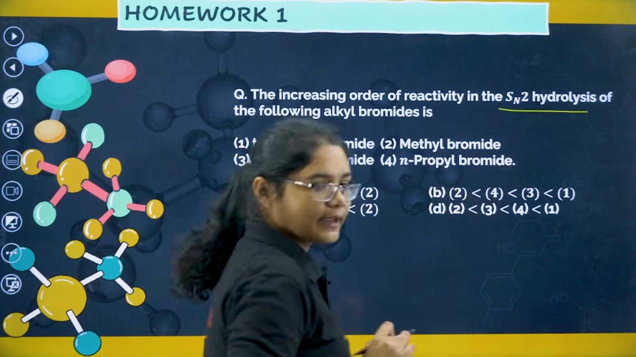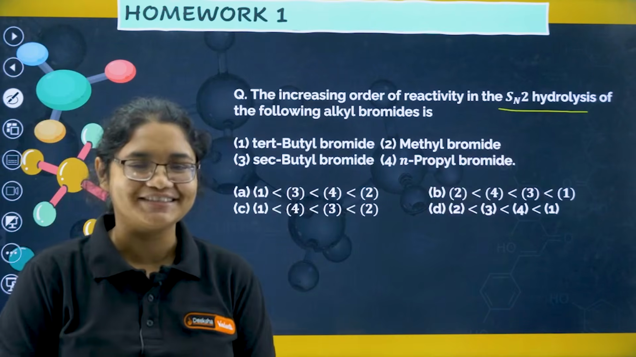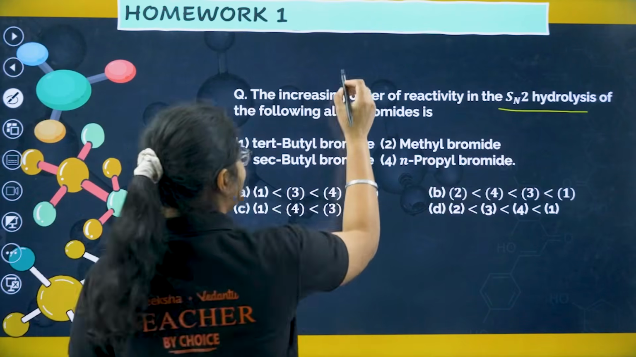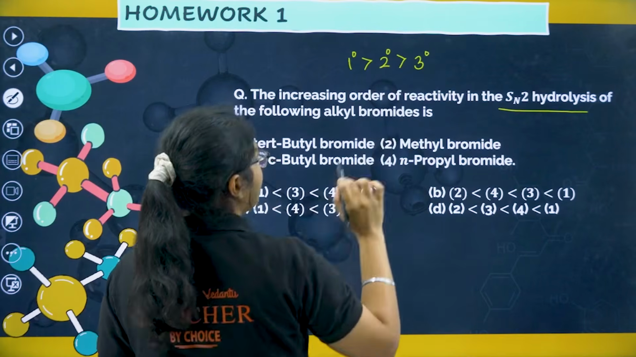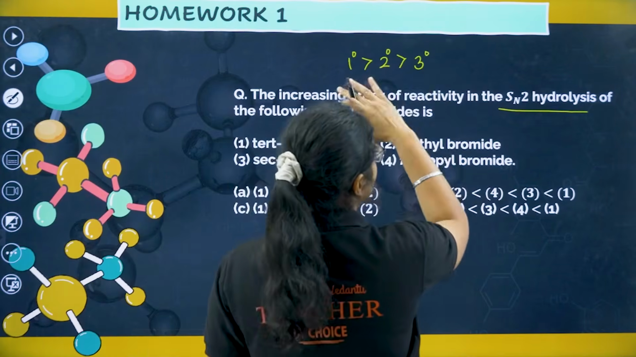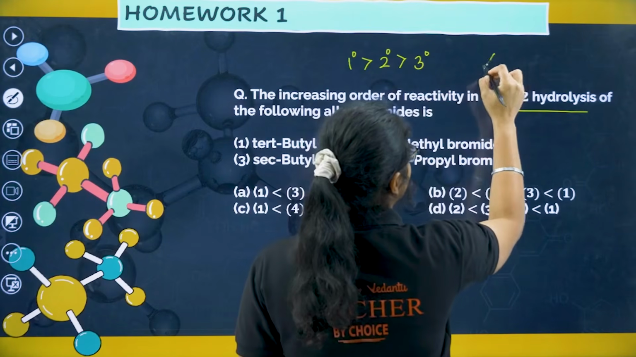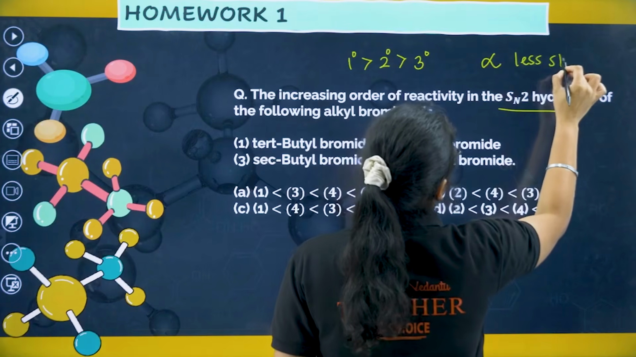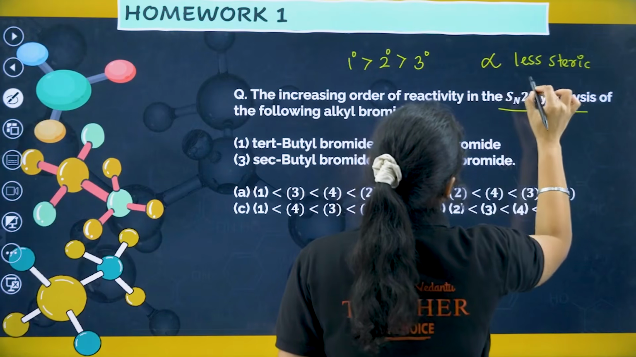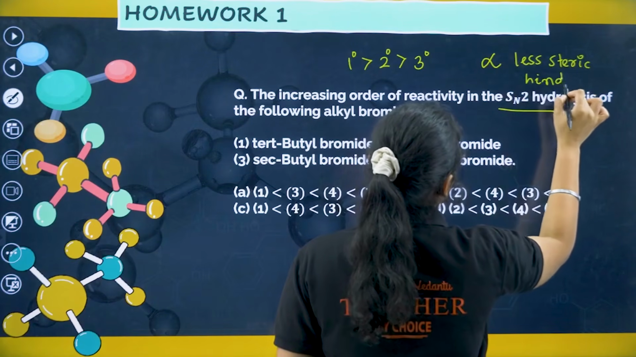SN2 reaction. And what is the order of SN2 reaction? We know that the SN2 reaction order is 1 degree, 2 degree, or 3 degree. And if both are 1 degree or both are 2 degree, reactivity should be proportional to less steric hindrance, meaning where the molecule is small, there the reaction will be faster.